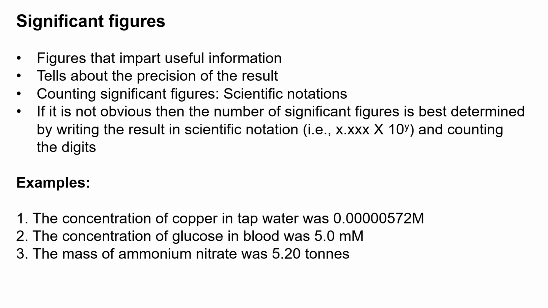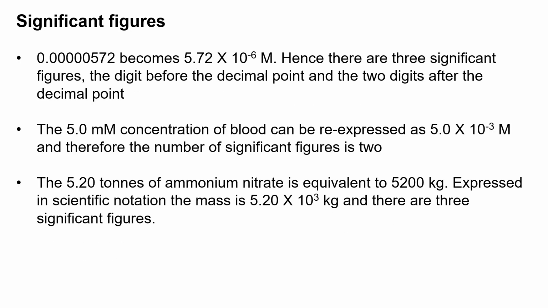There are different ways of counting significant figures, and we normally use scientific notation for this purpose. If you can't see the significant figures easily, it is very easy to write different values using scientific notation. Here below I have three different examples: the concentration of copper, glucose, and the mass of ammonium nitrate in different solutions.